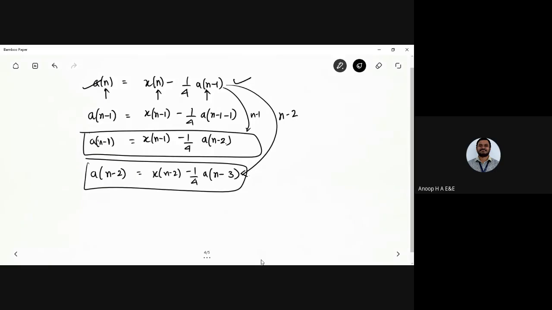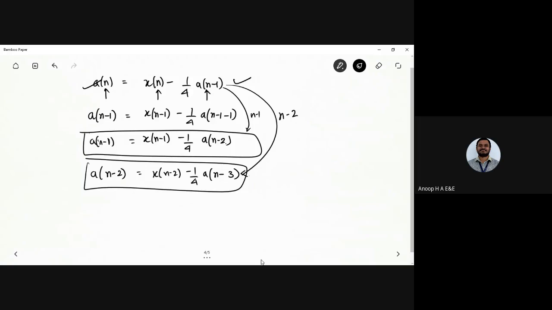So I'm going to take this equation and replace this one with n minus 1, this one with n minus 2. So a of n minus 2 would be equal to x of n minus 2 minus 1 by 4 a times n minus 3. Now you can have a of n minus 2 equal to y of n minus 1 by 4 times that one, and you can have the equation written like this.